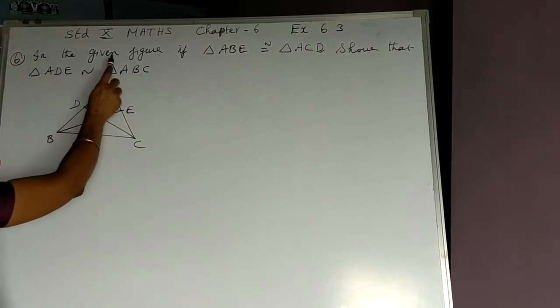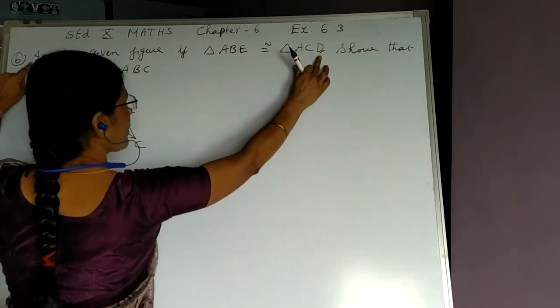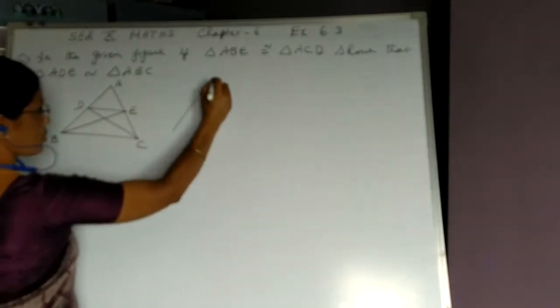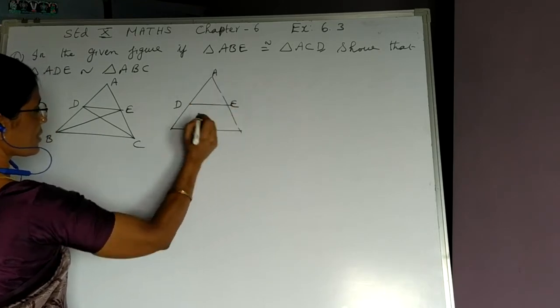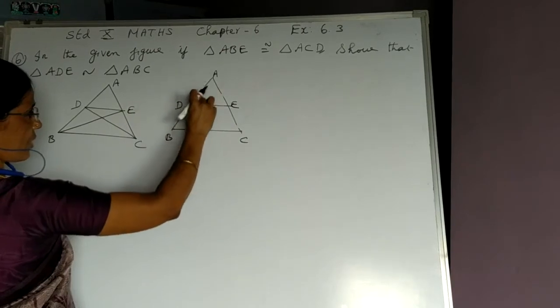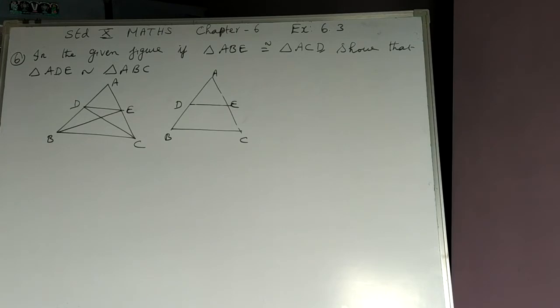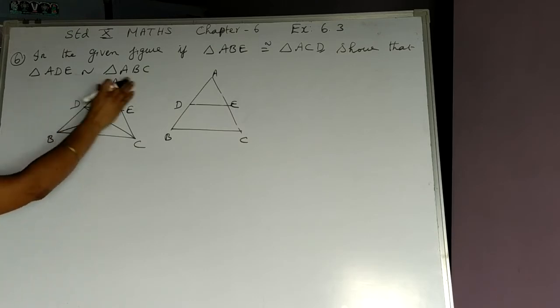Question number 6 is, in the given figure, two triangles are given congruent. So this is the condition given. Using this, prove that triangle ADE is similar to triangle ABC. You can find there are two smaller triangles. We have to prove this smaller triangle ADE is similar to triangle ABC. We have studied many criteria, that is AAA, AA, SAS, SSS. We have studied 4 criteria. So out of the 4, whichever is suitable we can use and prove the result.